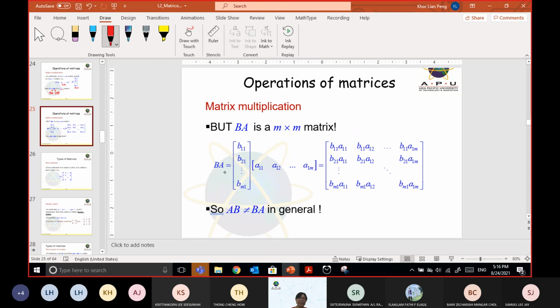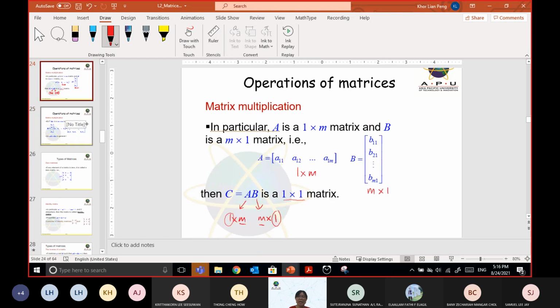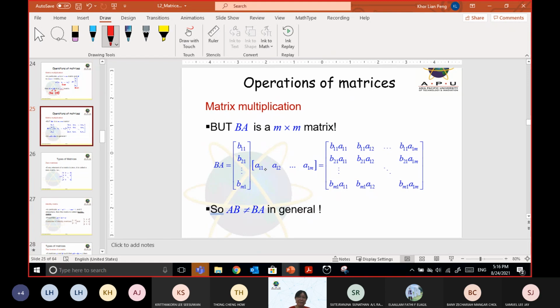Now, let's say instead of A multiplied by B, you take B multiply A. Now when B multiply A, this one is M by 1 and this one is 1 by M. Again, the number of columns and number of rows must be the same. Both are 1, so they can be multiplied. Then the answer you get is actually M by M: M rows, M columns. So please take note when it comes to matrix multiplication: the multiplication of AB will not be the same as the multiplication of BA.